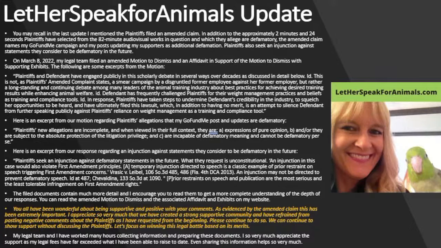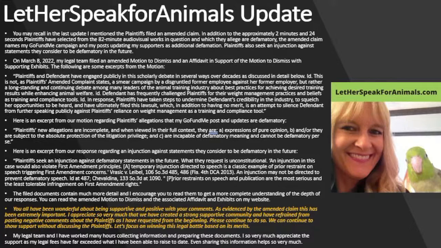Here's an excerpt from our motion regarding plaintiffs' allegations that my GoFundMe post updates are defamatory. Plaintiffs' new allegations are incomplete, and when viewed in their full context, they are expressions of pure opinion, and/or they are subject to absolute protection of the litigation privilege, are incapable of defamatory meaning, and cannot be defamatory per se. And here is an excerpt from our response regarding an injunction against statements they consider to be defamatory in the future.